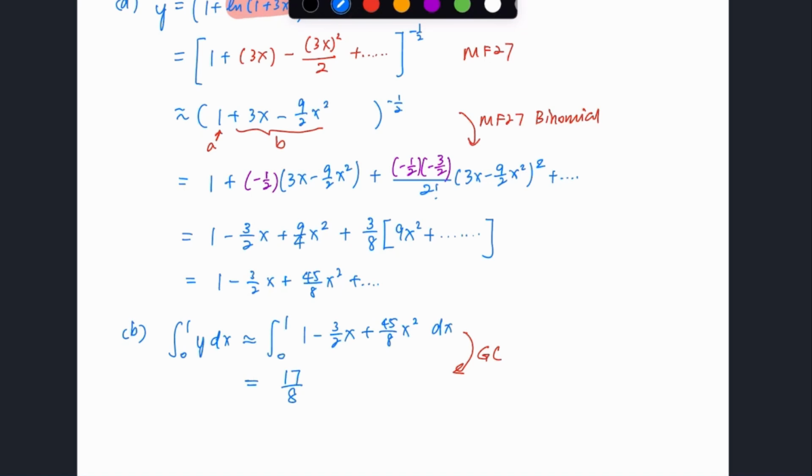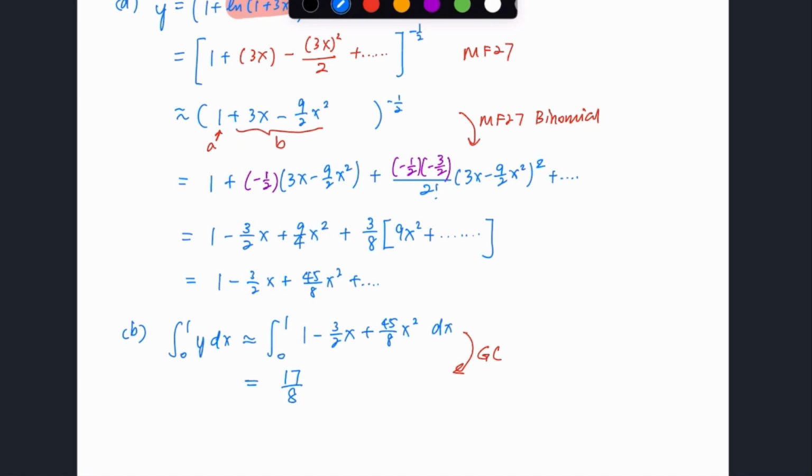Explain why the approximation is not good. Why is it not a good approximation? What do we need to check for an accurate approximation? Graph is one, the other method is the range of validity, something like that.